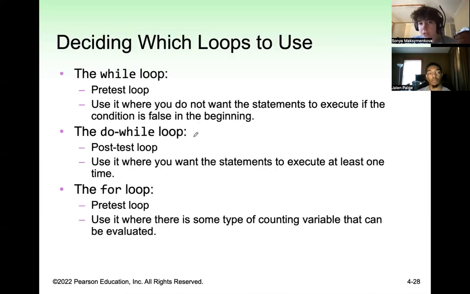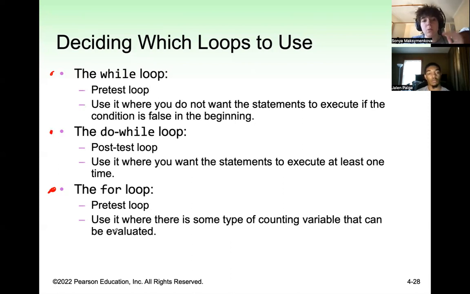Now here's how you decide which loop to use. Again, it kind of talks about it in Python. The while loop is your pretest loop. So we have two pretest loops, the while and for loop right here. These are pretest loops, so if you need to check your condition before your code is executed, use either the while loop or the for loop. If you want some statements to execute before that condition is checked, use the do while loop right here.